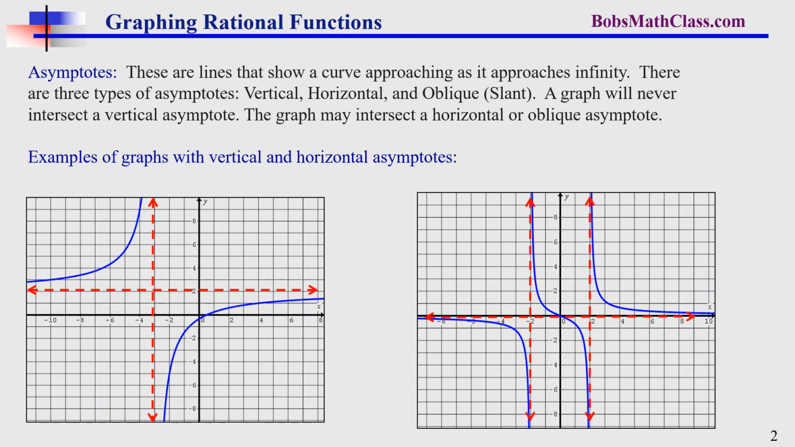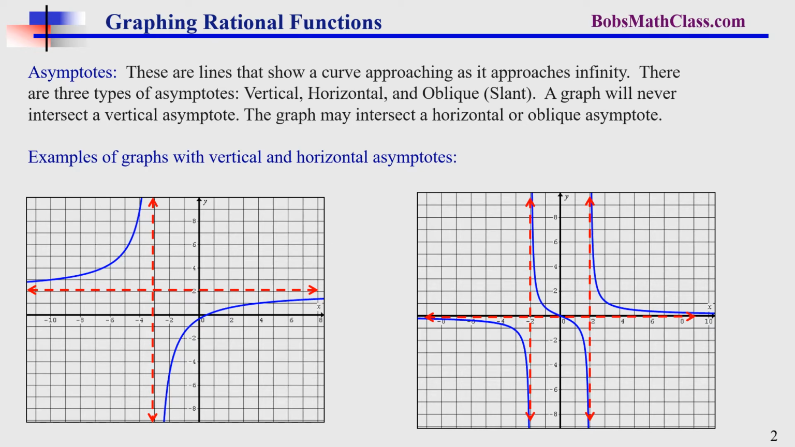All right, we're going to talk about asymptotes. These asymptotes are kind of like guidelines. The asymptotes here are shown in red. They show a curve approaching it as it approaches infinity. So as you go to the right or to the left, or you get closer to a vertical asymptote going up or down, the graph, which is shown here in blue, gets closer and closer, but it usually doesn't touch.